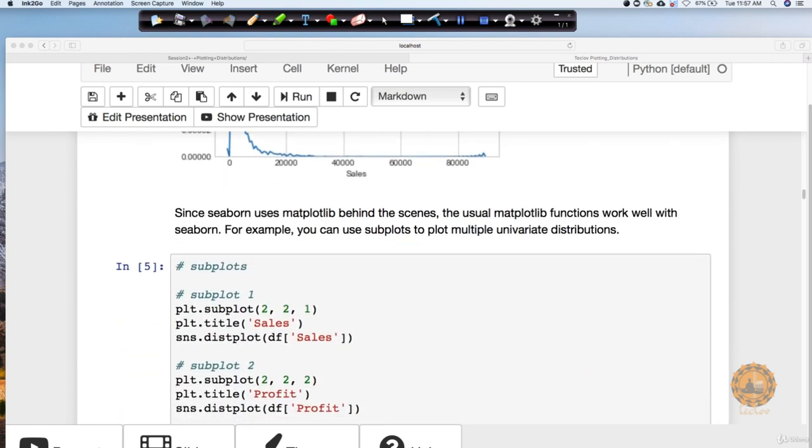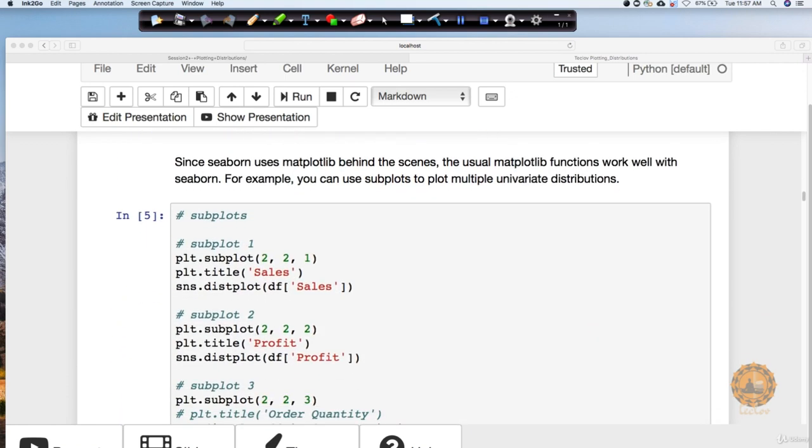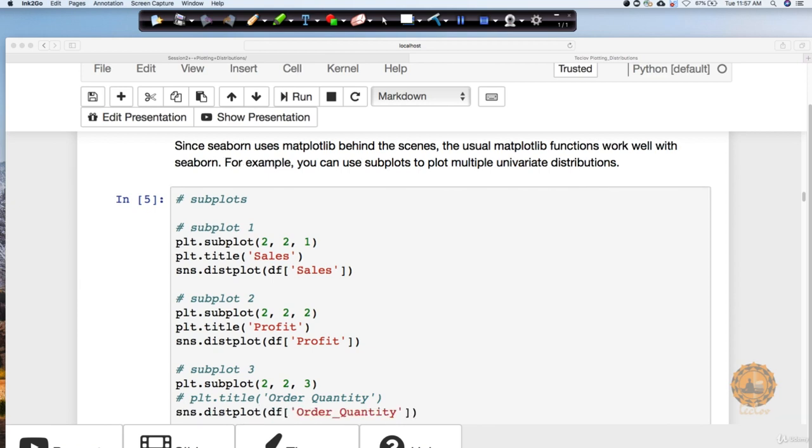histogram. Similarly, behind the scenes, when you're running this Seaborn package, it's all running matplotlib at the backend. Okay, just keep that in mind.